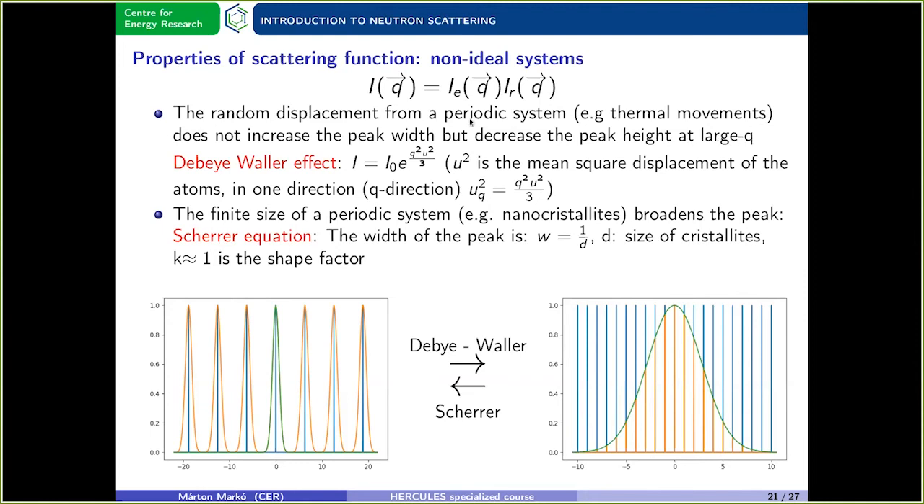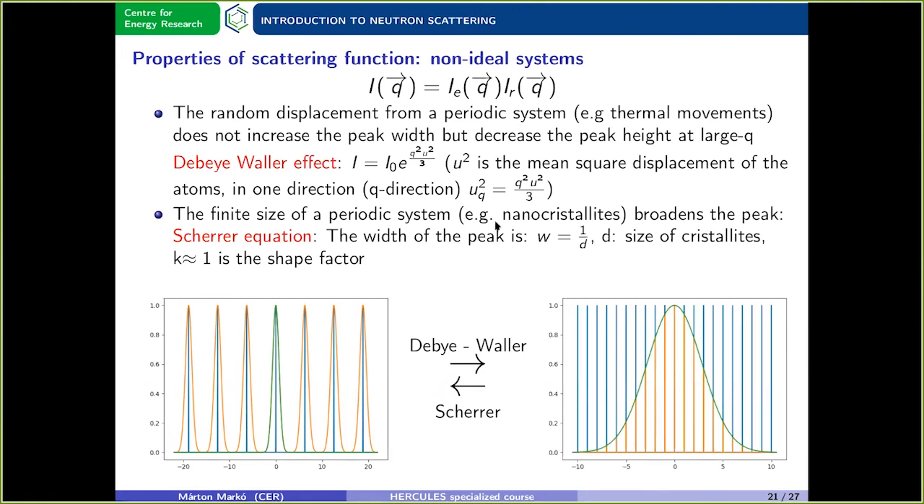Why? Because our nice position distributions, this blue one, will be smeared by the thermal movement, and then finally we will get a decreasing function. So it's a kind of convolution of the original lattice and the thermal movement, which will cause a multiplication. So we get the original lattice multiplied by the Fourier transform of this Gaussian, which is this green, and we will see continuously decreasing Bragg peaks. This is what we call the Debye-Waller effect.